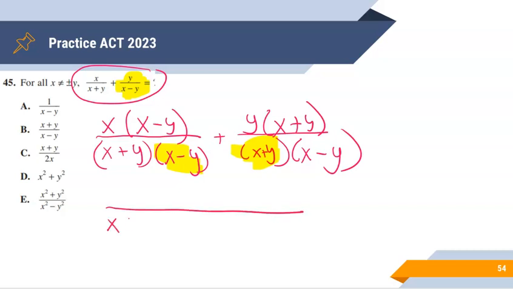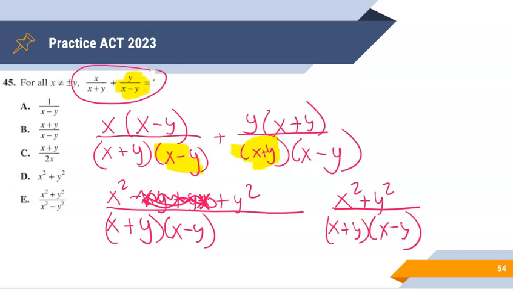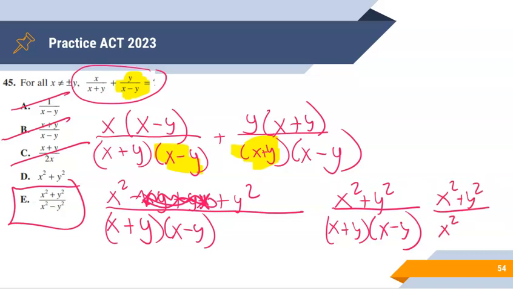Well, if I work this out, we're going to have x squared minus xy plus yx plus y squared. And I think these will cancel. So we're going to have x squared plus y squared all over x plus y times x minus y. I think A is the only one. Yeah, if we multiply out the denominator, wouldn't we have x squared minus y squared? Choice C.